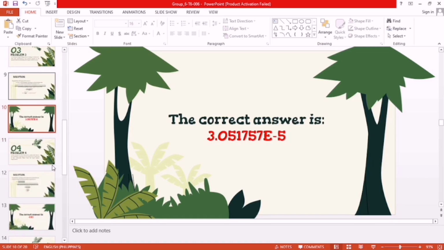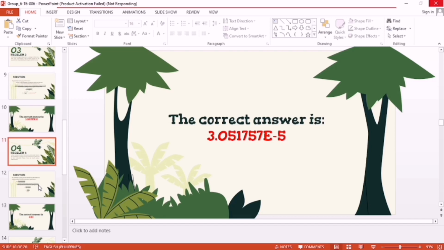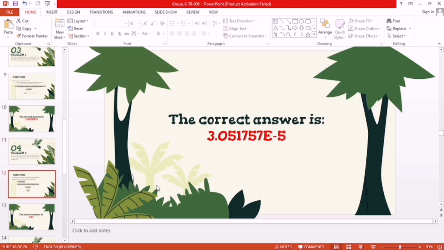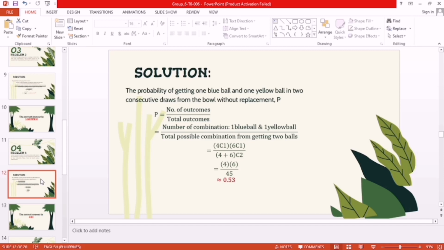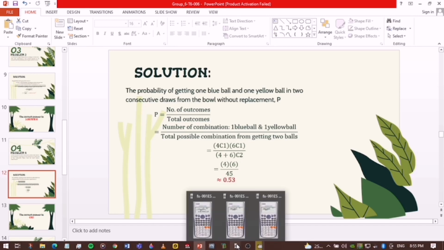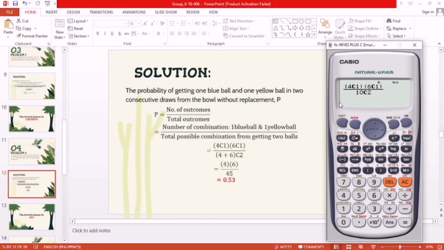And we get the answer by scientific calculator. To get the combination, just press shift and the divide button, and you get the C, or combination. So in decimal, the answer is 0.53.